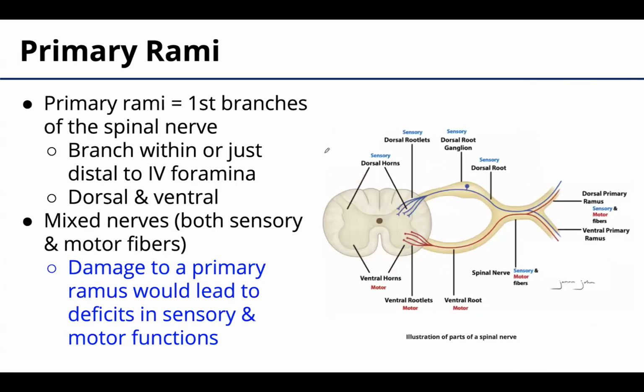The trunk of the spinal nerve is actually quite short. It almost immediately splits into two primary rami, which means first branches. These branch either within the intervertebral foramina or just distal to it. And these are still mixed nerve branches containing both motor and sensory fibers. So if you were to damage a primary ramus, that would likely present as both motor and sensory deficits to that region.